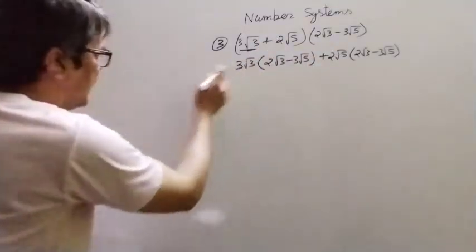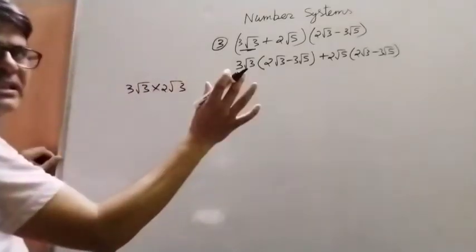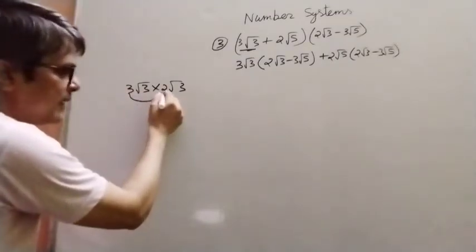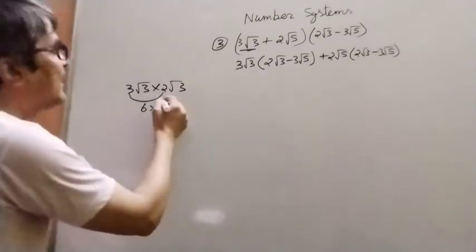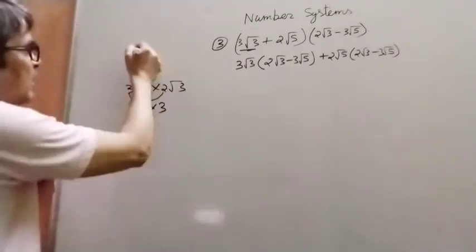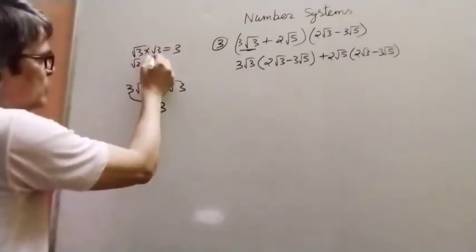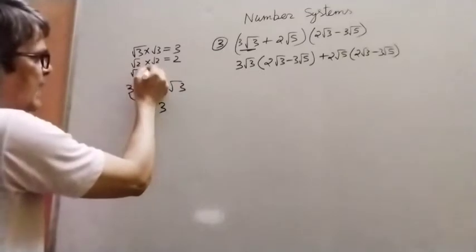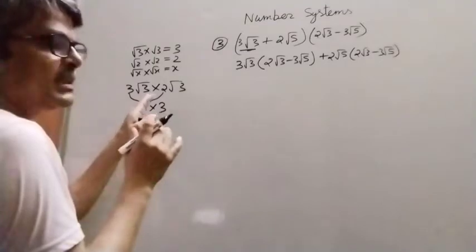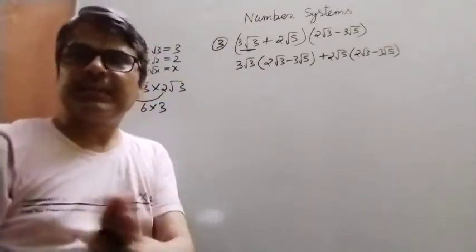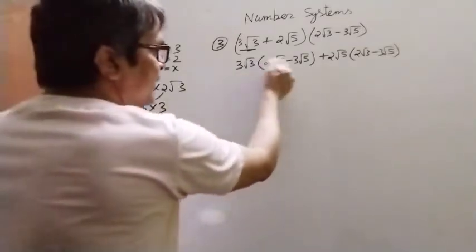How will you multiply 3 root 3 into 2 root 3? What is the method? 3 twos are 6. Root 3 into root 3 is equal to root 9, or 3. Root 2 into root 2 is equal to 2. Root x into root x is equal to x. Means if anything in its root is multiplied twice, root is eliminated. Okay? So 6 into 3, 18.